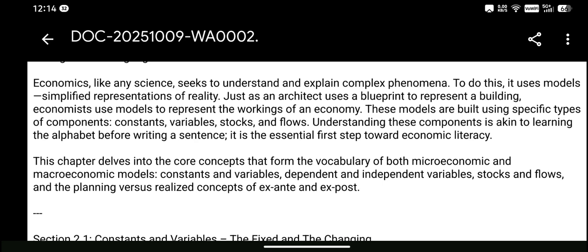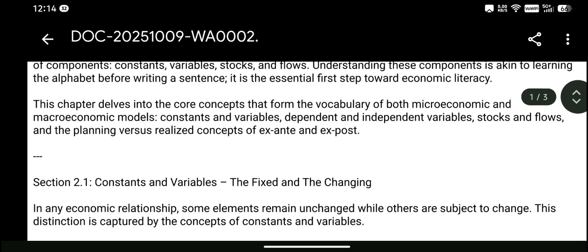These models are built using specific types of components, which are constants, variables, stocks, and flows. Understanding these components is akin to learning the alphabet before writing a sentence. It is the essential first step toward economic literacy.